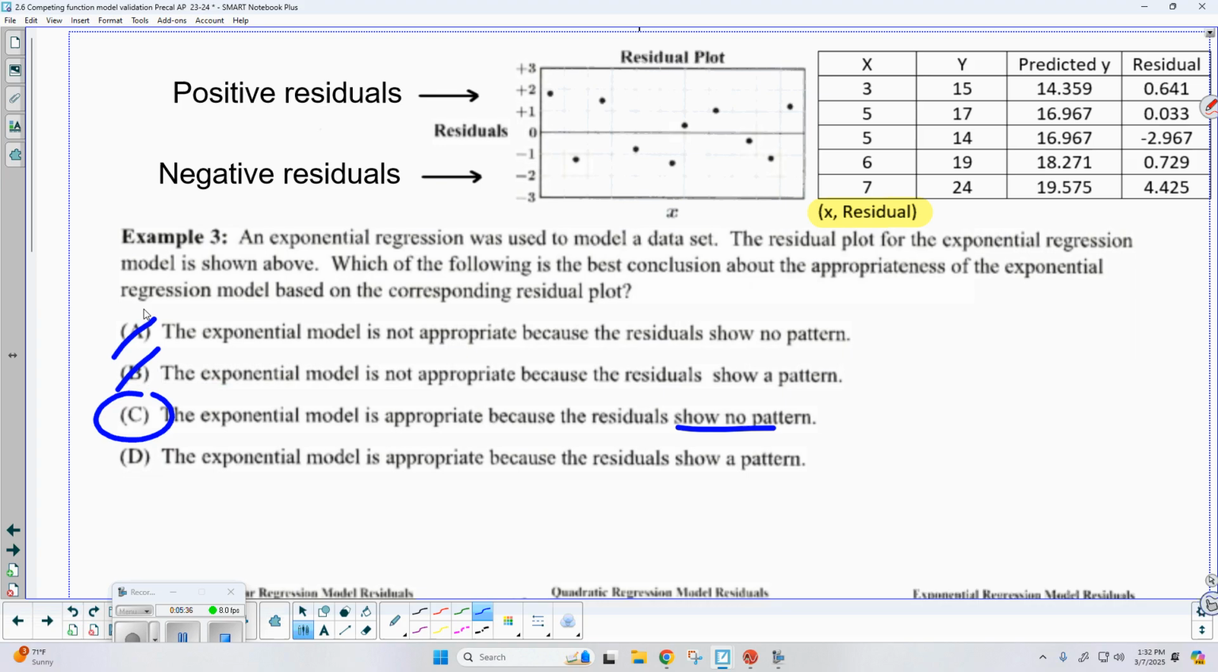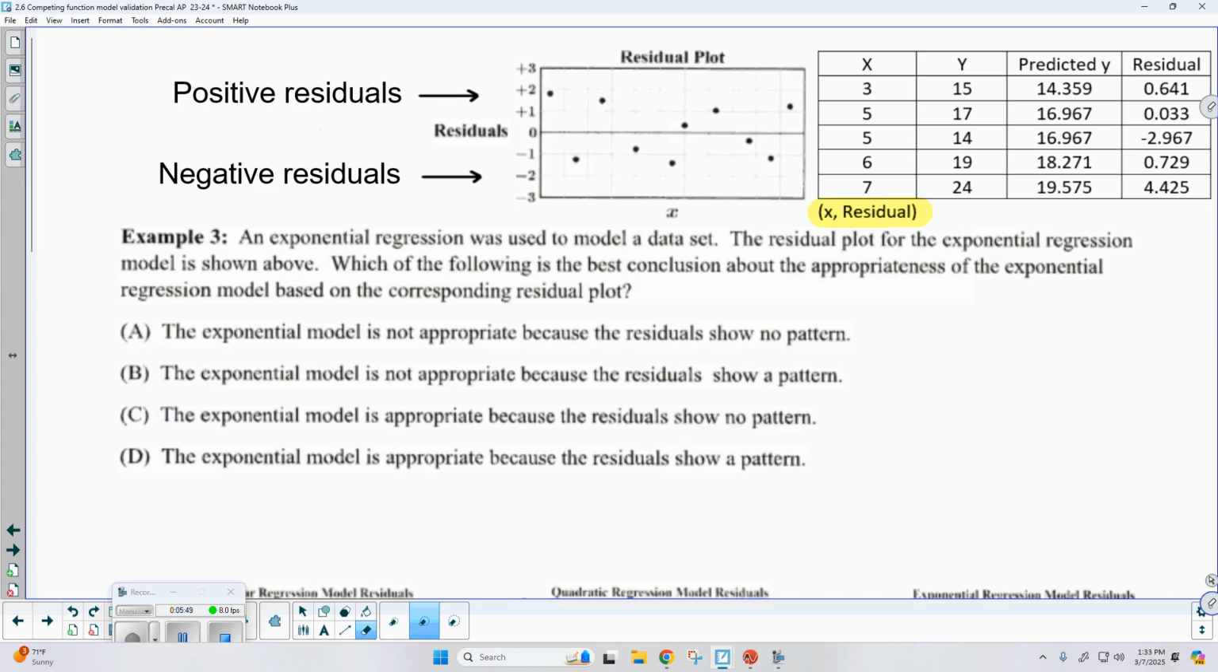When you're looking at a residual plot, it's good if there's no pattern. It's actually bad for us if there is a pattern. That means your regression model isn't going to work. Well, let's try another one here.